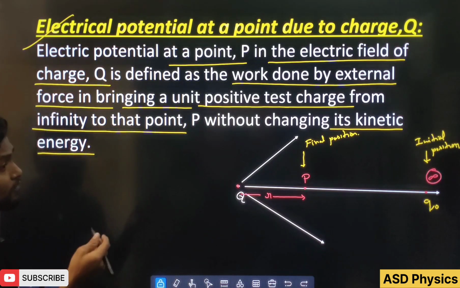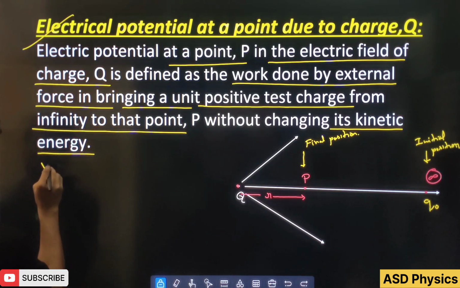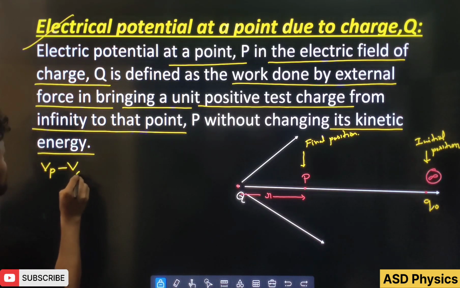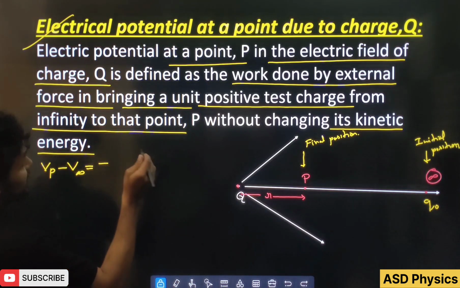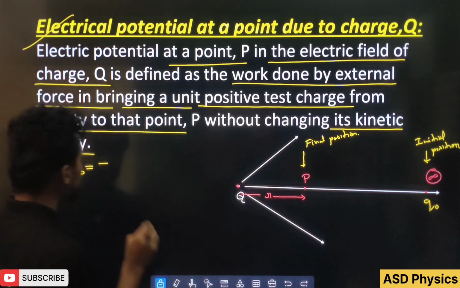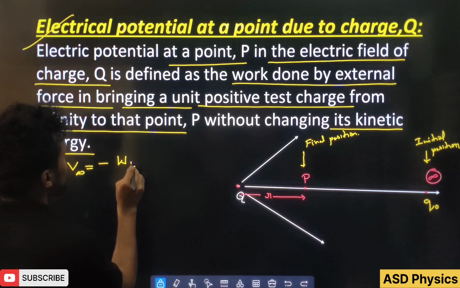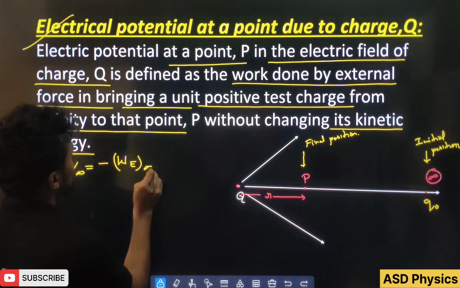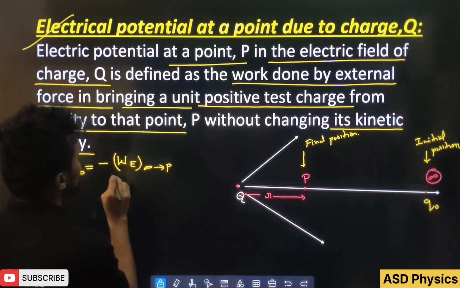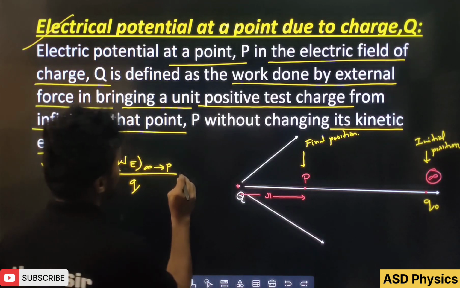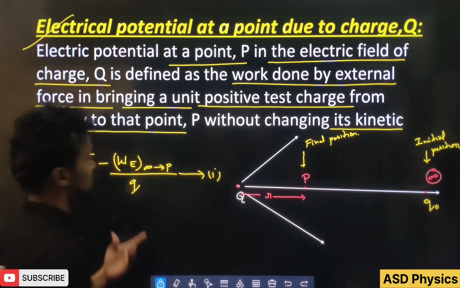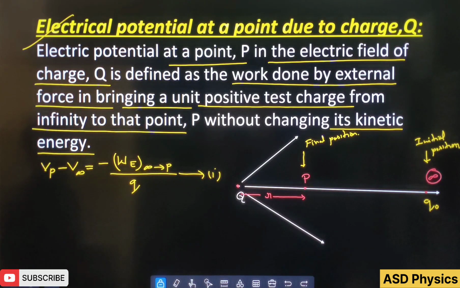So we can write here VB minus VA. We know that Vp minus V infinity is, as the kinetic energy is constant, so we can write work done by the electrostatic force to move the charge particle from where to where? Infinity to P, by q. Okay, this is equation 1. Now see very well, this is the basic.